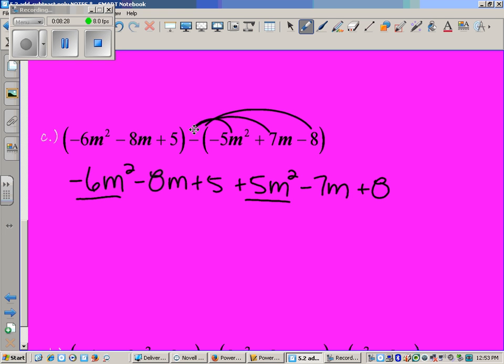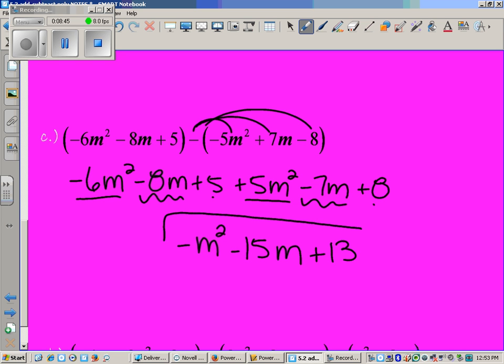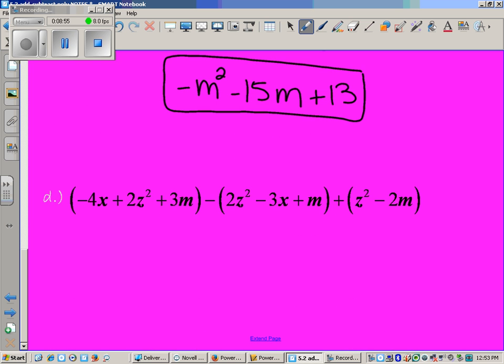Highest exponent first would be my m squareds. I have a negative m squared and a positive 6m squared and a positive 5m squared. That gives me a negative 1m squared. I have a negative 8m and a negative 7m. Together that gives me a negative 15m. And I have a 5 and an 8. Together that gives me a 13. No more like terms. It's in descending order. My final answer is negative m squared minus 15m plus 13.